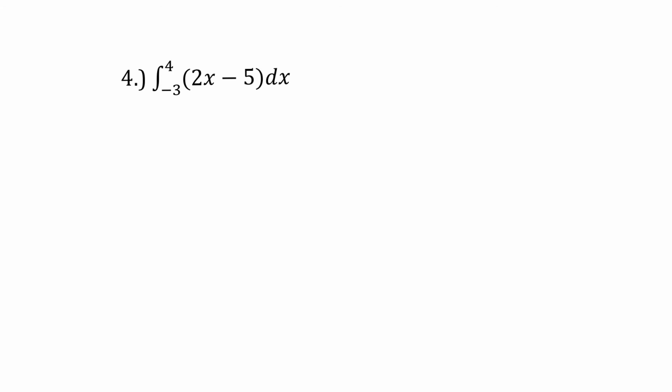Okay, so here I need to figure out the antiderivative of 2x. So I know that I'm going to need an x squared, and notice that when I take the derivative of x squared, the 2 would come down and I would just get the 2x to the first. So the antiderivative of 2x is just x squared. The antiderivative of 5 is just 5x. I'm going to evaluate this from -3 to 4.